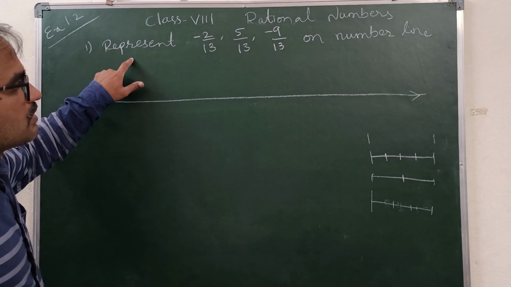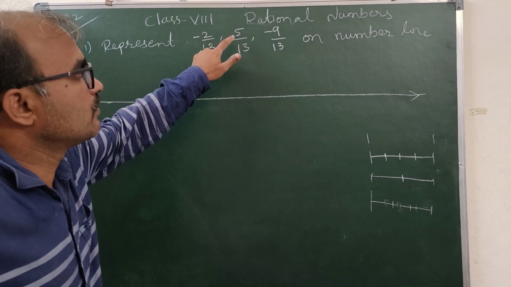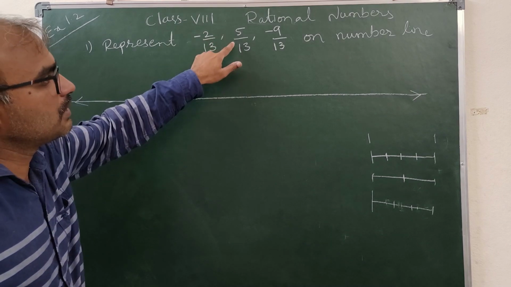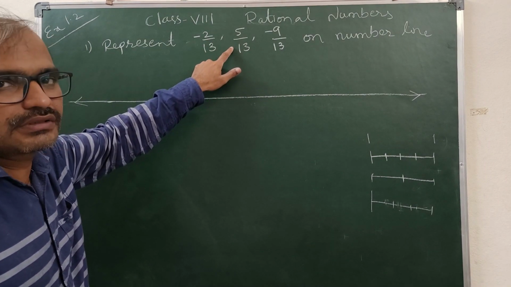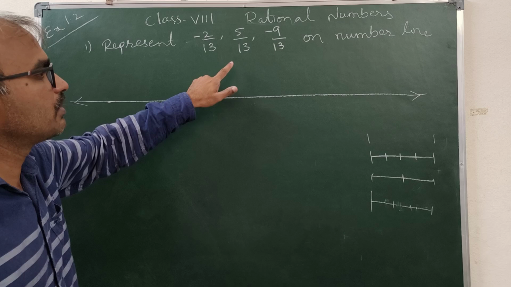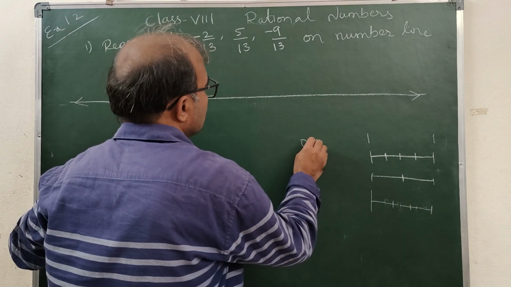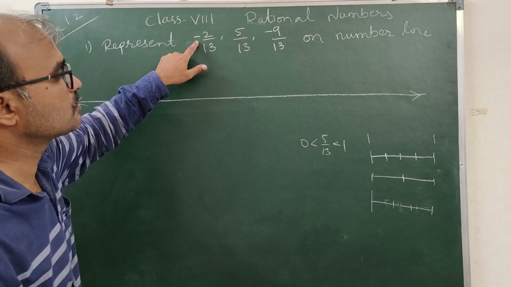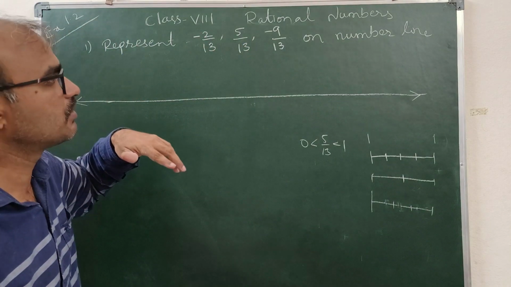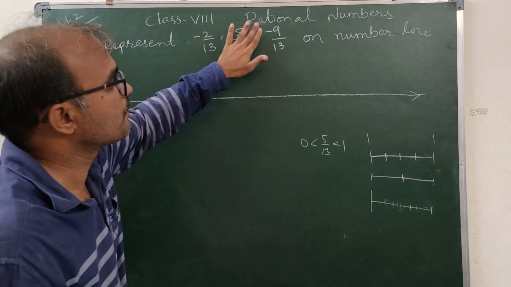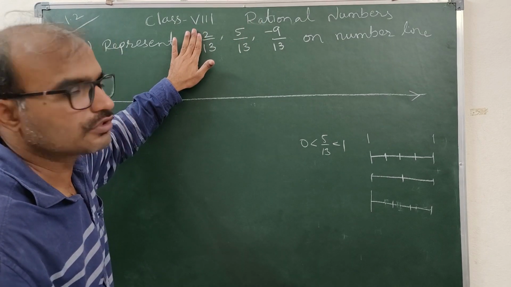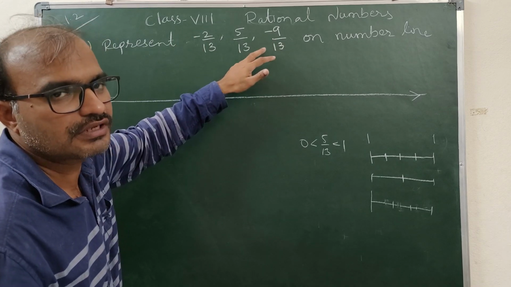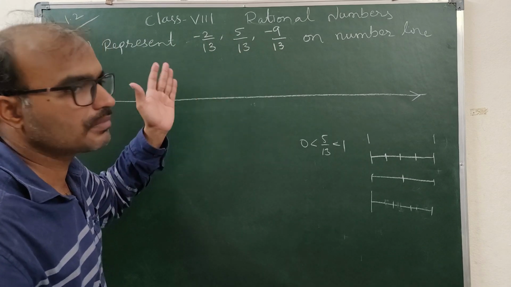Second question, represent minus 2 over 13, 5 over 13, minus 9 over 13 on number line. 5 by 13, it is a proper fraction and less than 1. So it will be between 0 and 1. 0 is less than 5 by 13, which is less than 1. Right? And minus 2 over 13, minus 9 over 13 will be between. If you don't see the minus symbol, these will also be proper fractions less than 1. That is why these two numbers will be between 0 and minus 1.